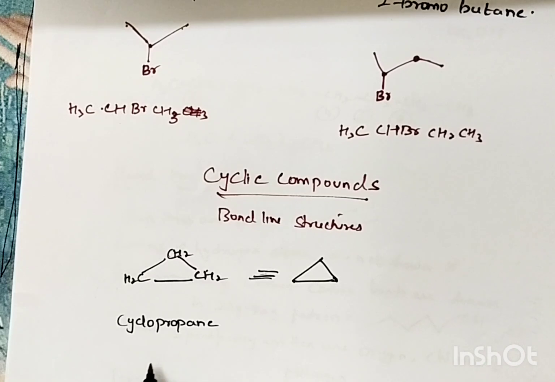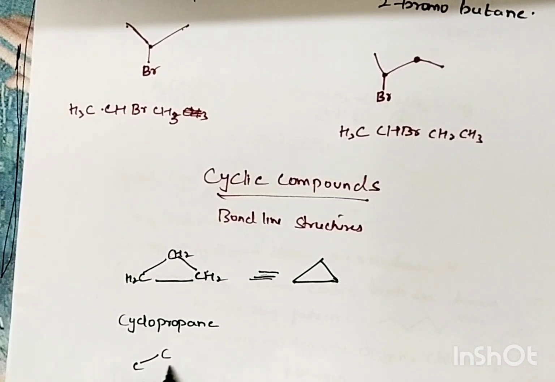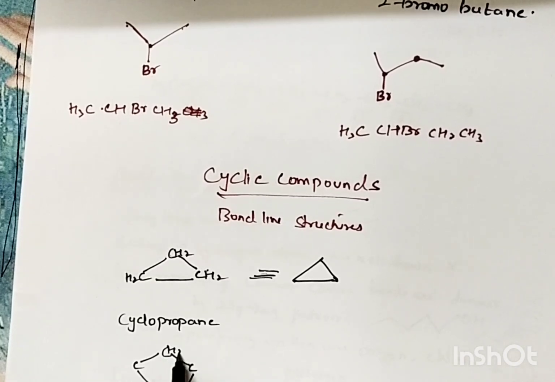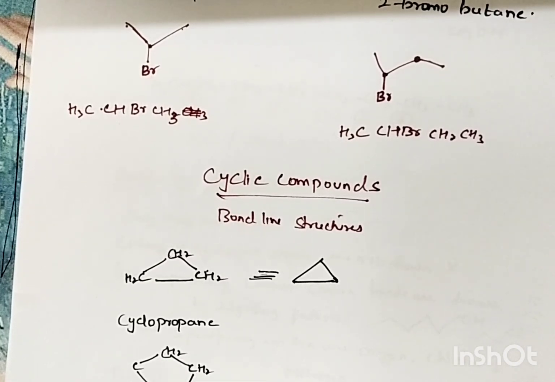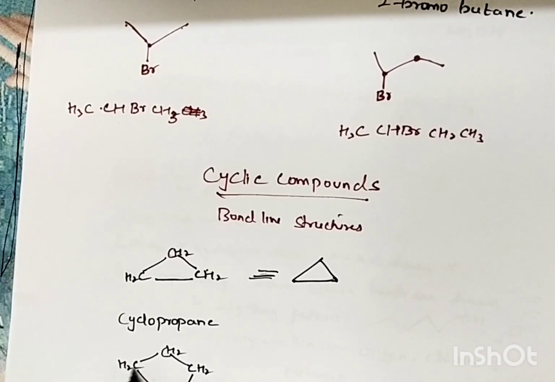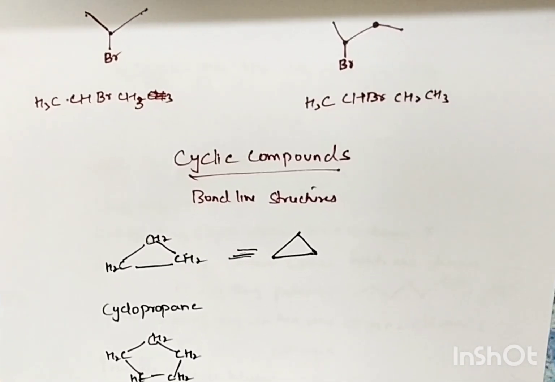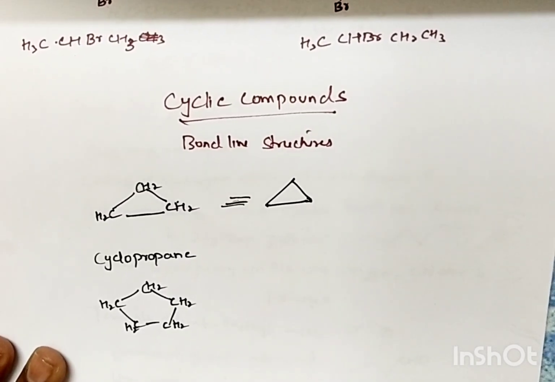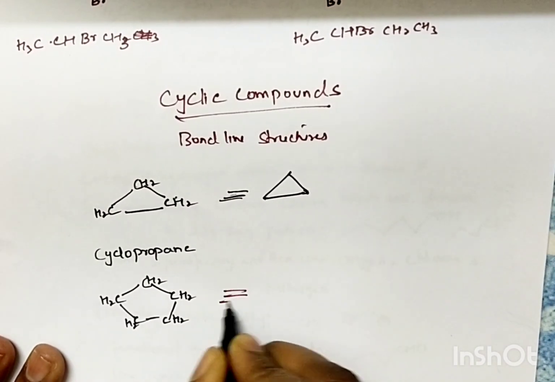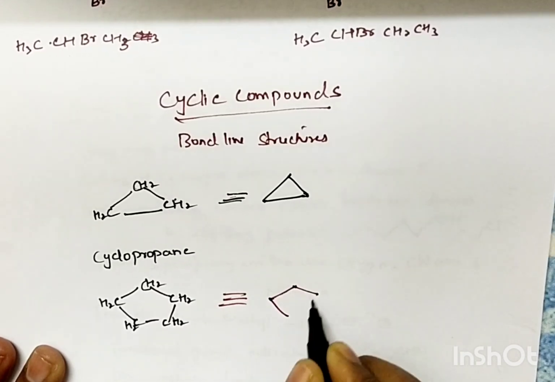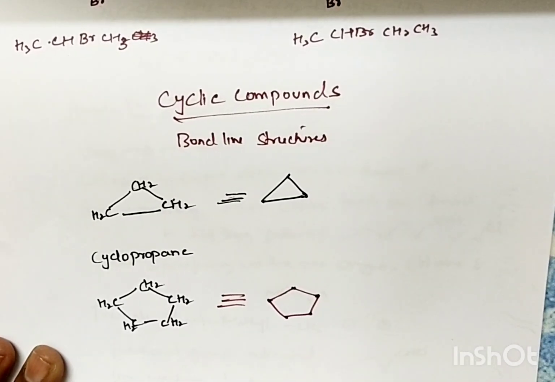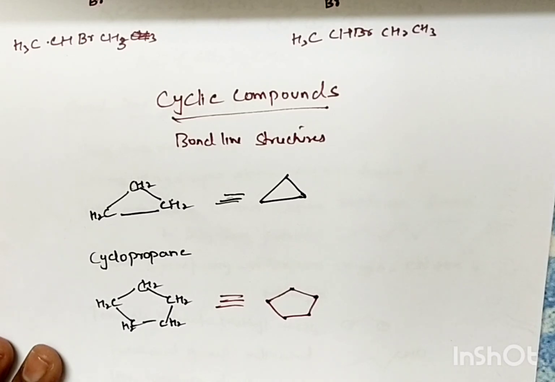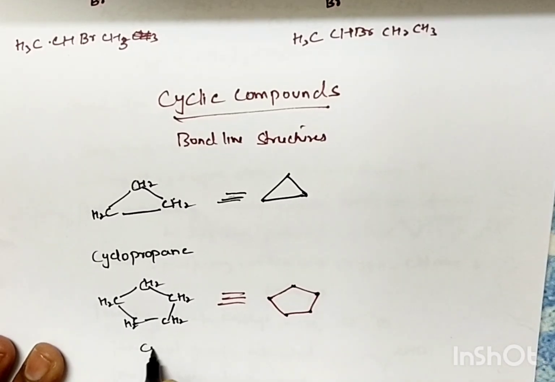Another compound is cyclopentane. So 1, 2, 3, 4, and then 5. There are 2 hydrogens on each carbon atom. As we all know, carbon is tetravalent. So how to represent them in bond line structure? So the bond line structure is represented like this. This is the bond line structure of cyclopentane. 5 carbons. So the name is cyclopentane.